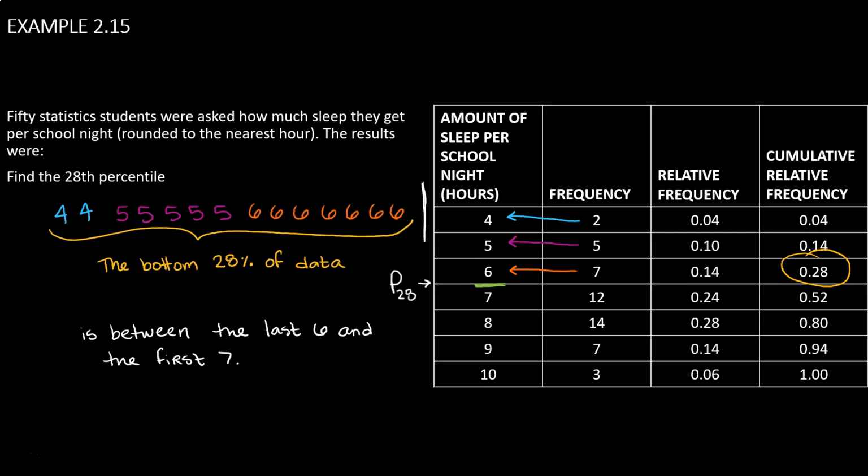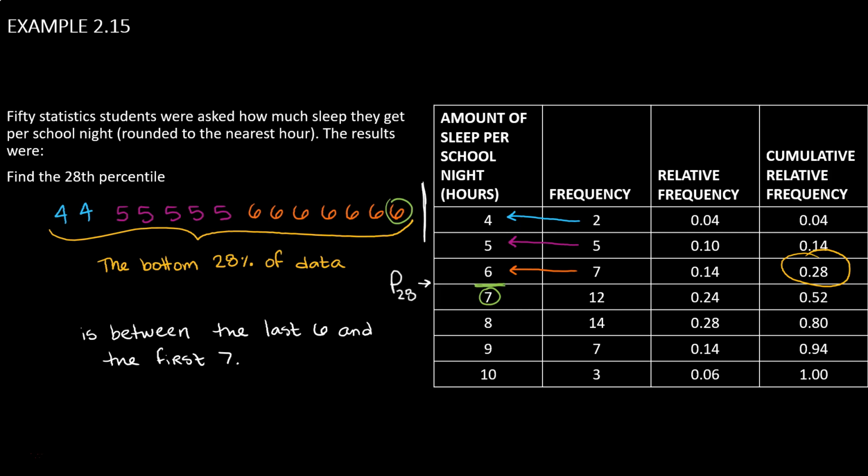If we were to continue listing our data out, we'd have 12 7s, 14 8s, and so on. All we really care about is what this division is, the P28. So to the left of the 28th percentile, we have a 6. To the right of the 28th percentile, we start listing off 7s. So the 28th percentile is between the last 6 and the first 7 in our data set.